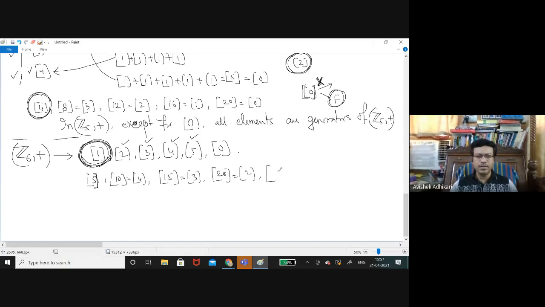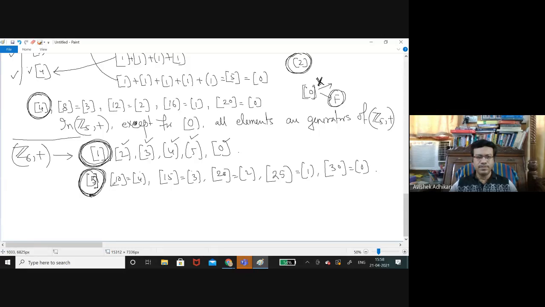And then 25, that becomes class 1. And then 30, that becomes class 0. So it gives me all the elements like 5, 4, 3, 2, 1, 0. So all the elements are generated from class 5. So class 5 is also a generator. Very good. Then any element that you want to start with?